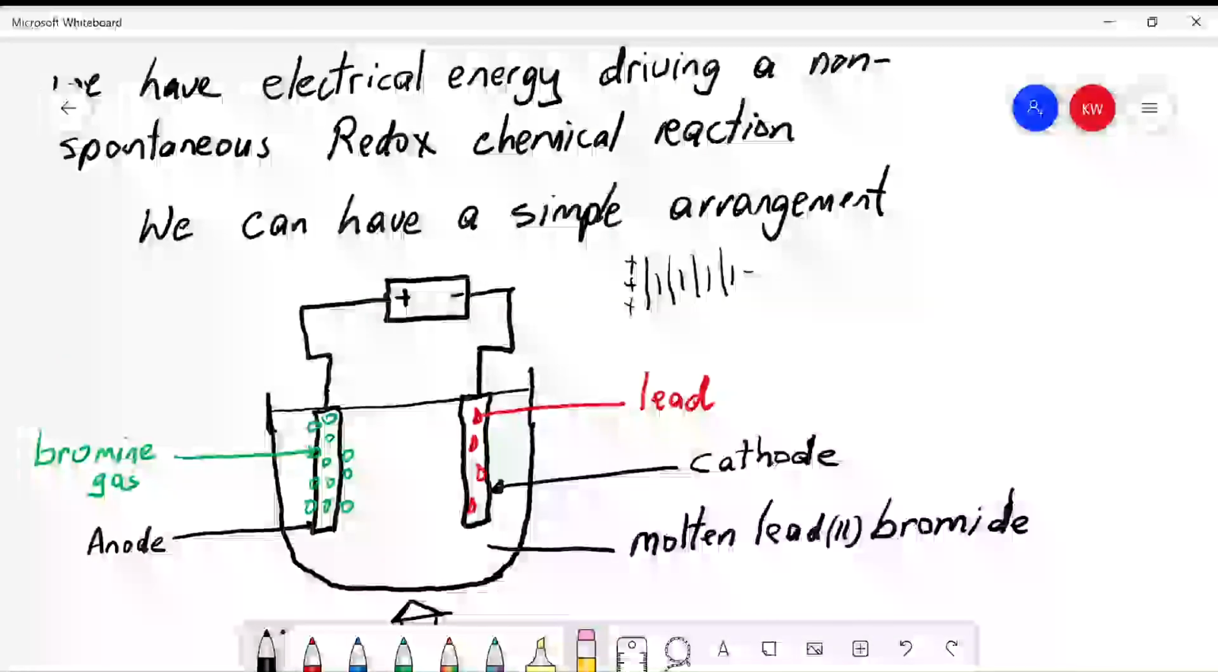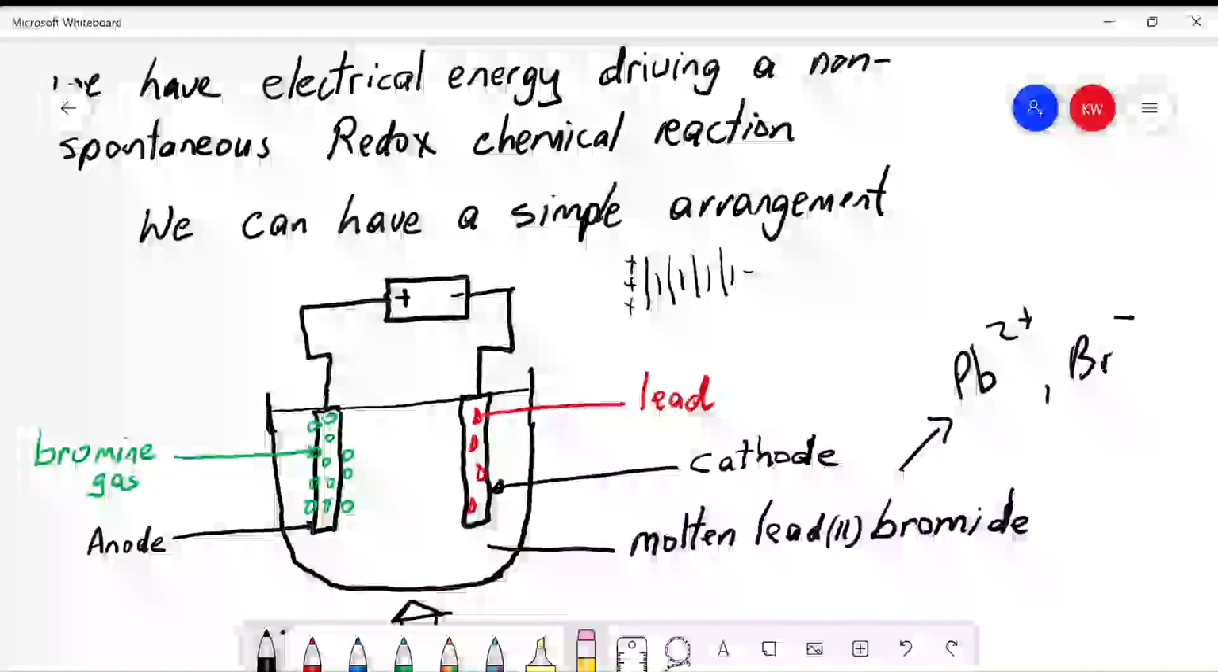So it's pretty simple when we have a molten substance. We have molten lead(II) bromide. This is going to break up into Pb2+ and bromide minus.